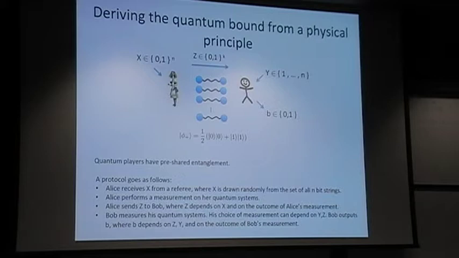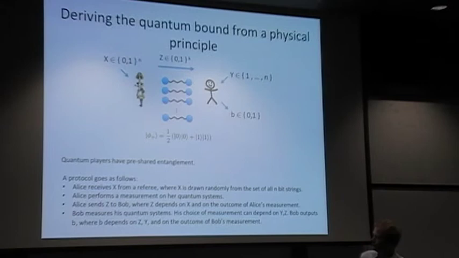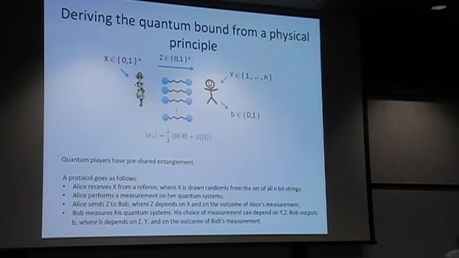And in the quantum version of this game, a generic protocol will go something as follows. First of all, Alice receives the value x from a referee, where x is drawn randomly from the set of all input strings. Depending on x, Alice will perform a measurement on her quantum systems. But then Alice sends Z to Bob, where Z depends on X and on the outcome of Alice's measurement. Bob will then measure his quantum systems. His choice of measurement there can depend on his input Y, also on the communication Z that he received. And finally, Bob will output bit B, where of course B can depend on Z that he received, also on his input Y, also on the outcome of the measurement.